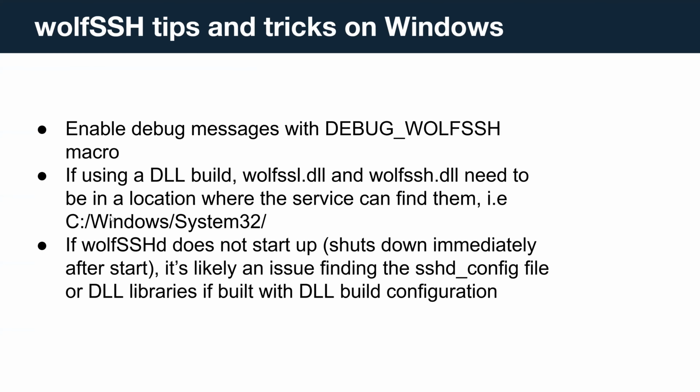So a few tips and tricks when running wolfSSH on Windows. You can enable debug messages with the macro DEBUG_WOLFSSH. There's an equivalent DEBUG_WOLFSSL as well. This is helpful if you want to see extended debug information.